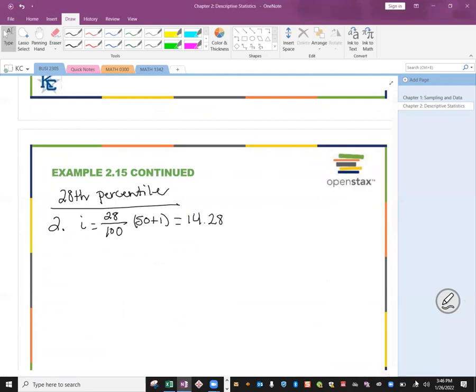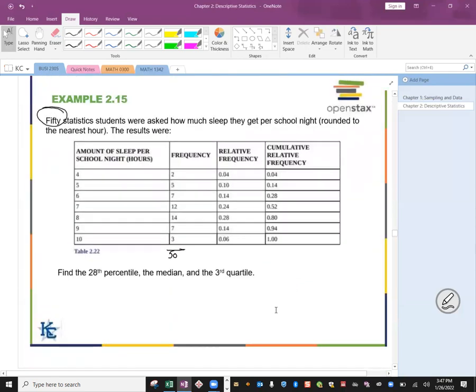So 14.28 is not an integer because it has a decimal attached to it that is different than 0. And so that means that we're going to look at 3b in our steps. And so we're going to look at the 14th position and the 15th position, and we're going to average those values. So how do we know where the 14th position and the 15th position are? We're looking for the number that's in those positions.